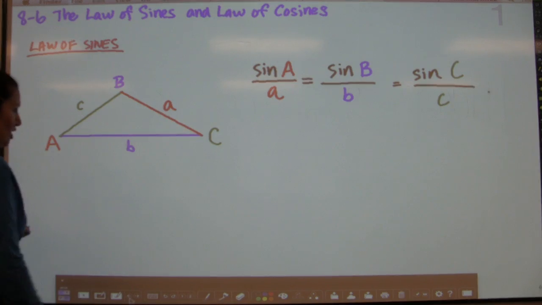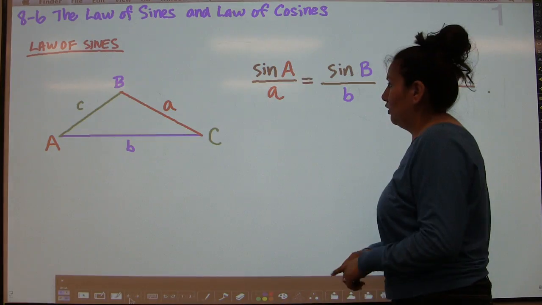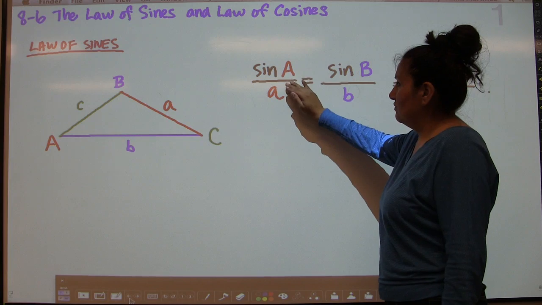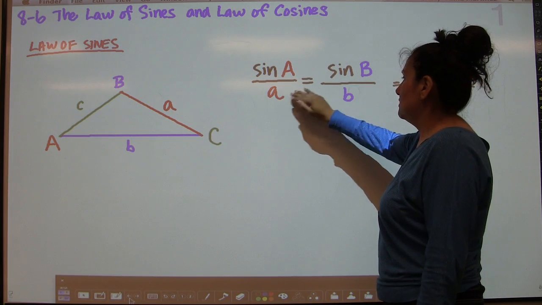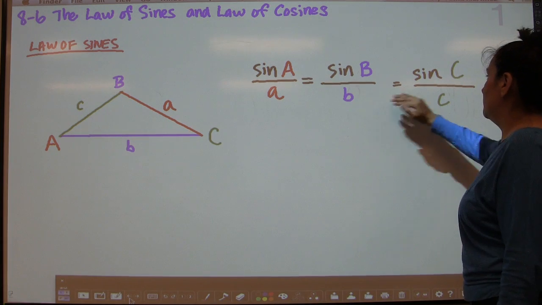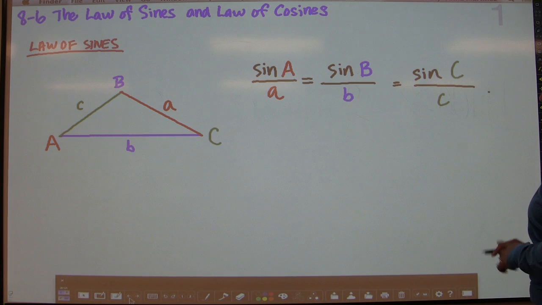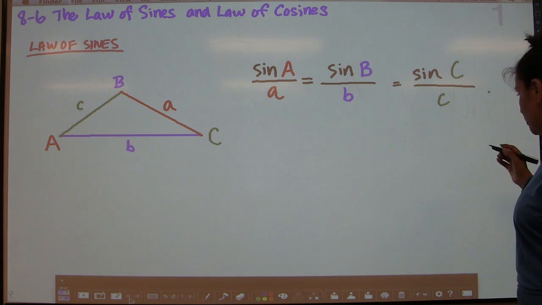Oh, I'm sorry, I didn't even tell you what the theorem was. Once we know what all the different parts are, we know that the sine of angle A divided by the side a is equivalent to the sine of angle B divided by the side b, and also equivalent to the sine of angle C divided by side c. So that's your theorem, or your ratio, or your proportion that you're going to want to use.